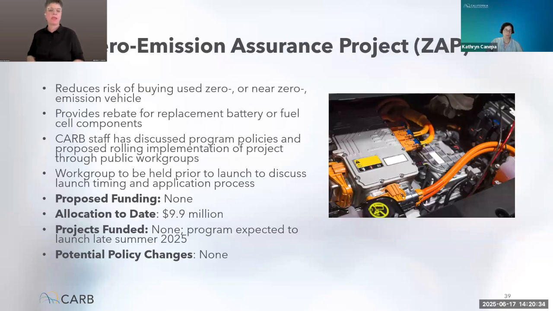The Zero Emission Assurance Project, or ZAP, was established to help lower-income Californians reduce the risk of buying a used zero-emission vehicle, or a near-zero-emission vehicle, which is also known as a plug-in hybrid, by providing a rebate or vehicle service contract for the replacement battery or fuel cell components. Repair costs are a significant barrier to entry for lower-income Californians. ZAP complements CARB's light-duty vehicle purchase incentive programs, such as Clean Cars for All and DCAP.